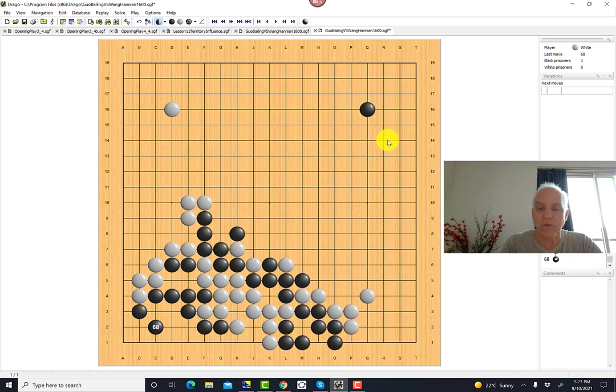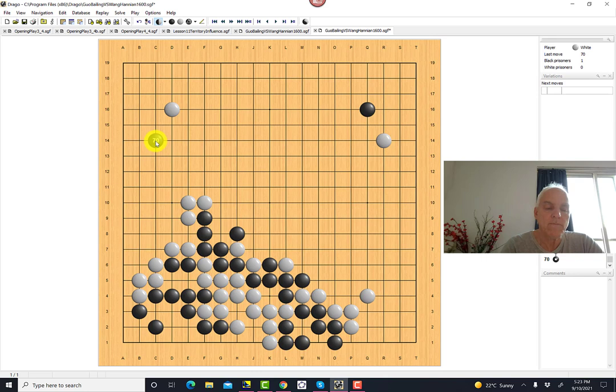White plays a big approach move here. And instead of responding, black decides that playing here is most important because with one more move here or here, white is going to swallow this entire side. So black thinks it's rather urgent to prevent white from doing that.